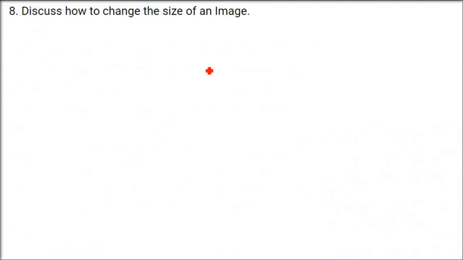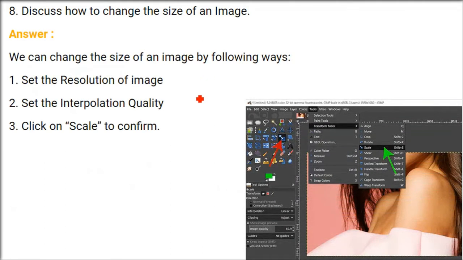Discuss how to change the size of an image. So how do you change the size of the image? If you see, this is an image and you want to change the size, scale it. How? You can set the resolution of the image. There are certain interpolation qualities that you can change. Interpolation is just that you have certain points, it's from mathematics. As I said, everything in image processing is mathematics. So these are points, and you can interpolate or extrapolate with certain points.